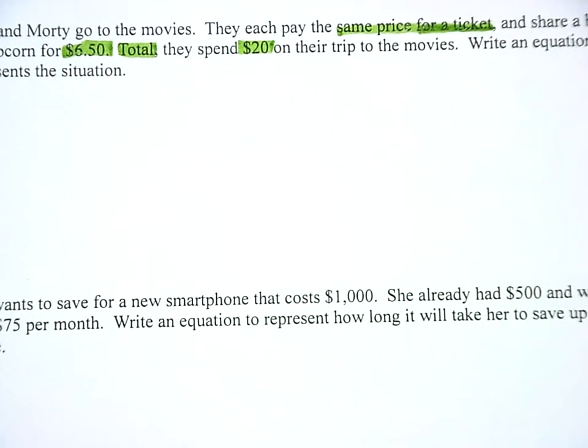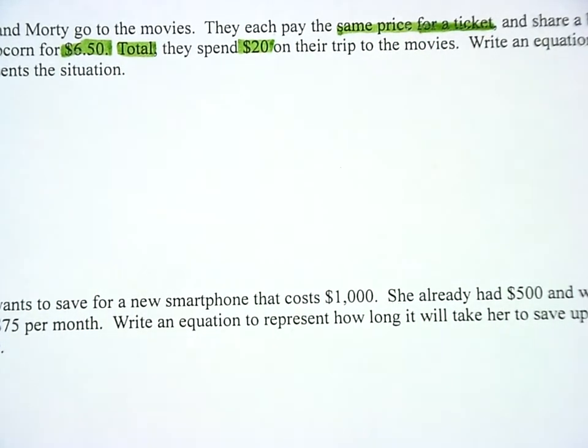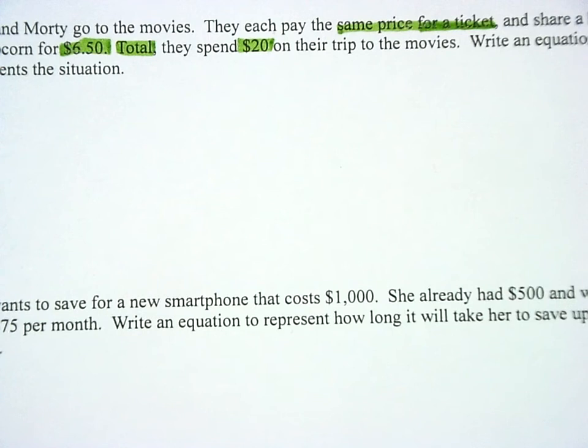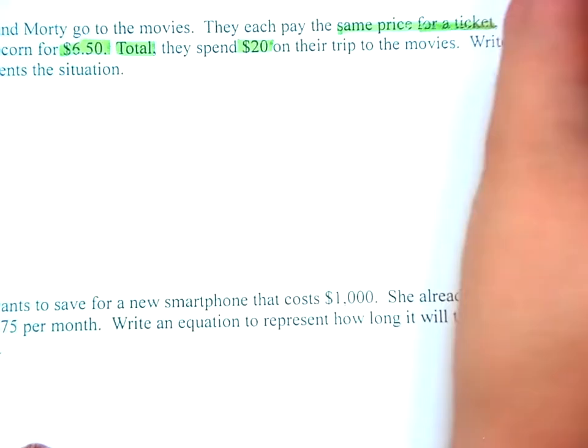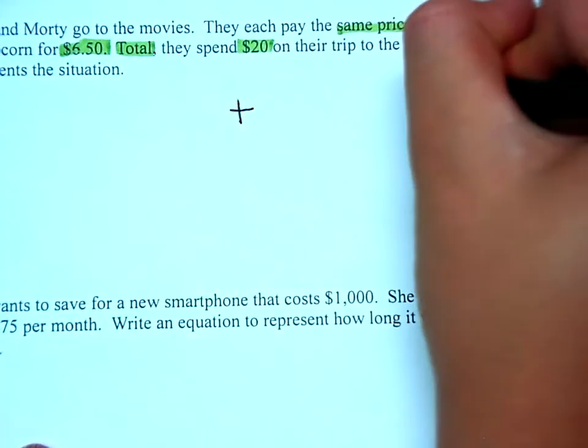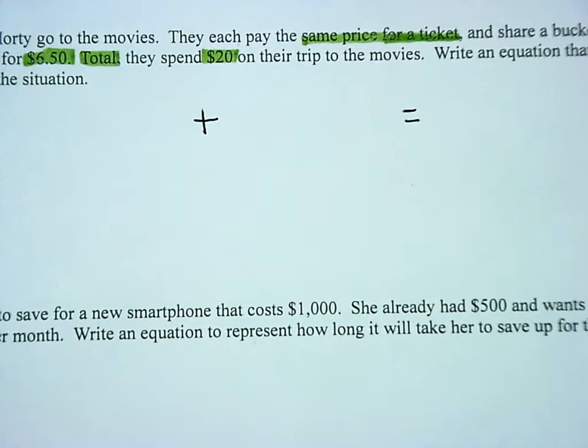All right, total. If we think back to if you just watched skill number 4, writing expressions, total tells me that we're adding something together and equaling an amount. So I know I'm going to have something plus something equals something. Okay, I'm going to leave blanks because I'm going to fill those in.